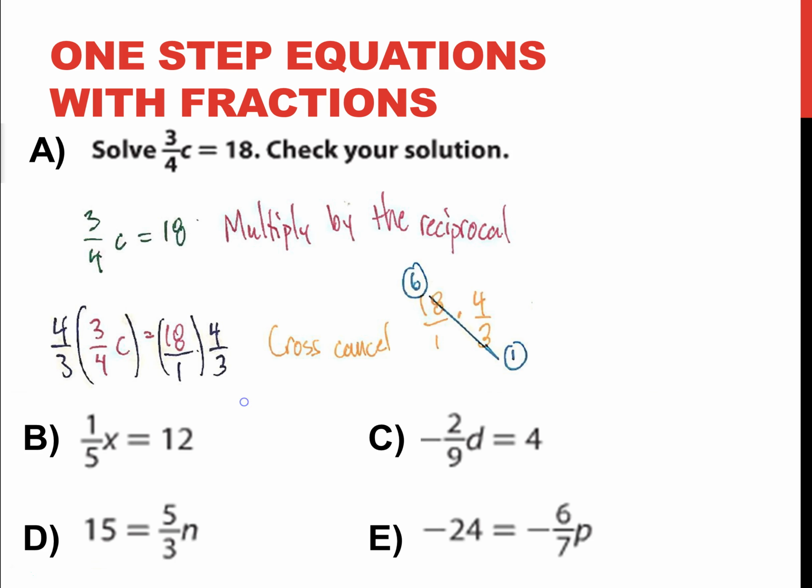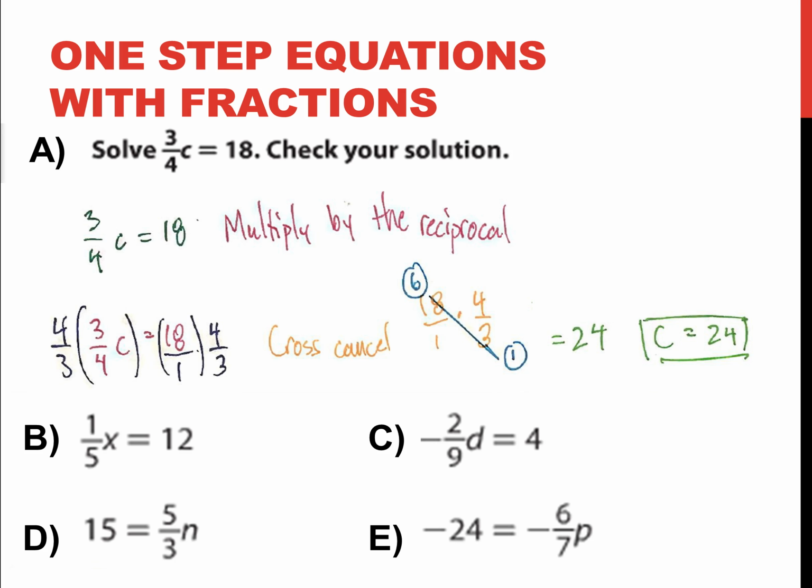When I cross cancel, I'm specifically looking at the diagonals. 18 is the numerator and 3 is the denominator that I'm multiplying, and 3 and 18 share a factor, and that factor is 3. So that's how I can divide. 3 divided by 3 gives me 1, and 18 divided by 3 gives me 6. I can't cancel 1 and 4. There are no common factors other than 1. So I'm going to multiply straight across. 6 times 4 is 24. 1 times 1 is 1, so 24 divided by 1 is 24, and c is equal to 24.